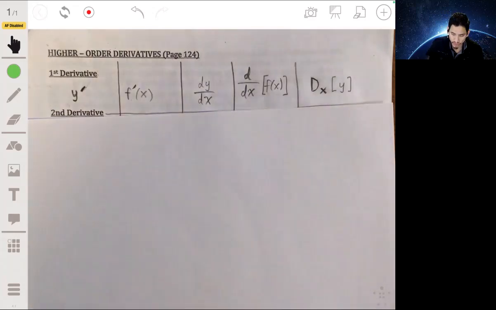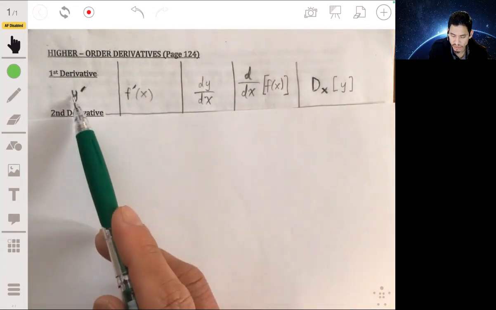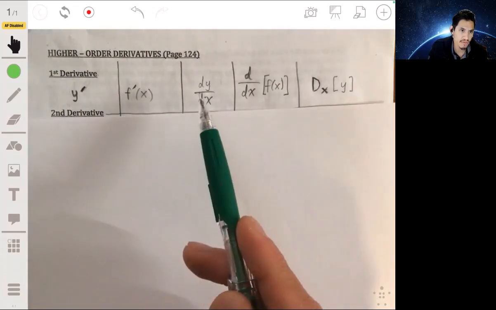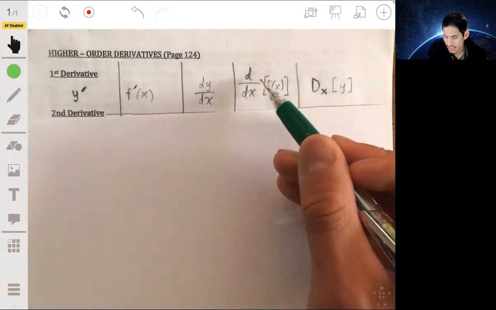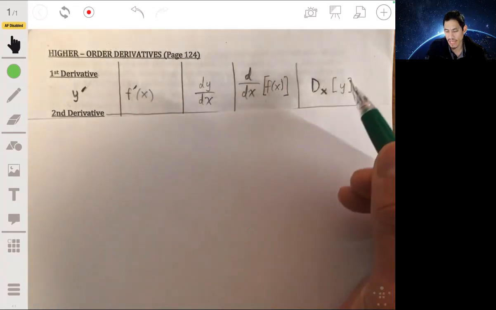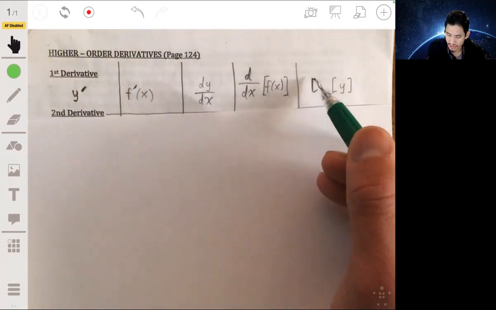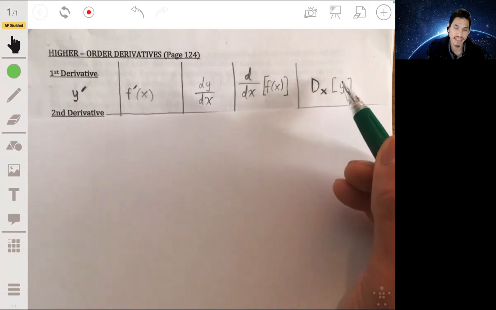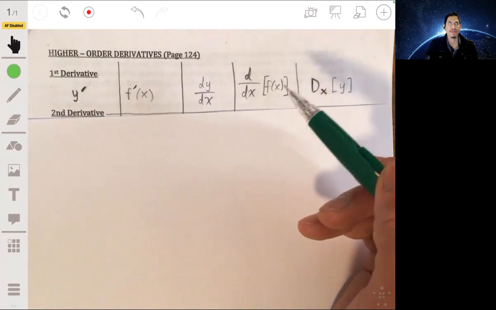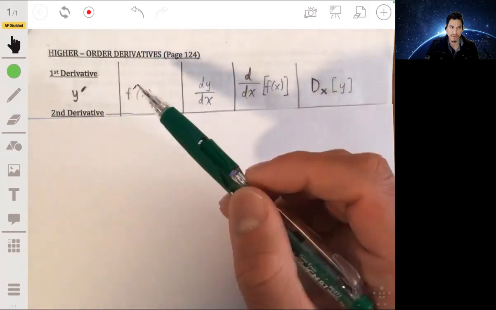Now, we've learned the first derivative and we've learned that we can write it in a couple different ways. We can write it as y prime or f prime of x or dy dx. These are usually the most common forms, but you can also write it as d/dx of f of x. And the least common form, which you probably won't ever see in your calculus class, is large D sub x of y. But all of these are different ways of expressing the same thing, which is the first derivative.